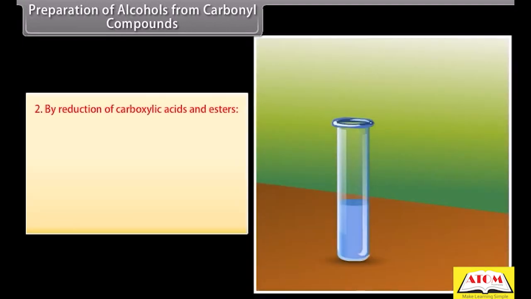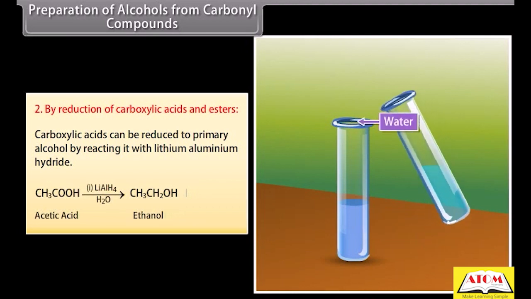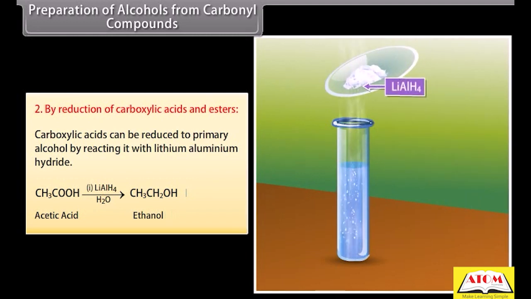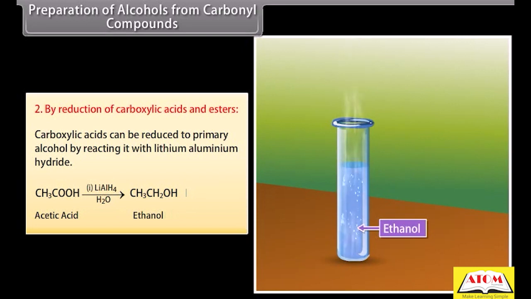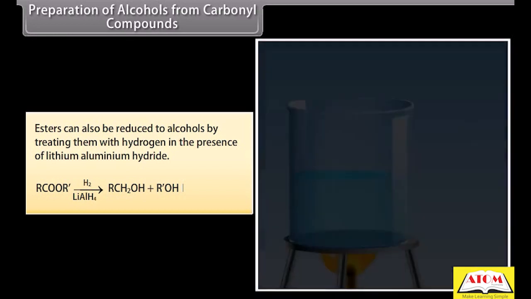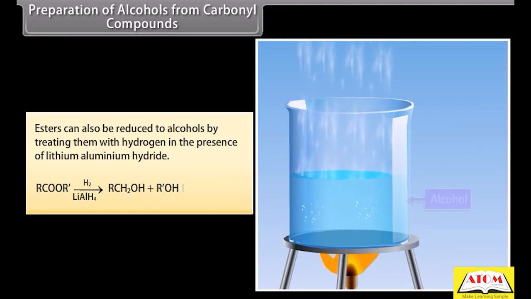From carbonyl compounds, by reduction of carboxylic acids and esters. Carboxylic acids can be reduced to primary alcohol by reacting them with lithium aluminium hydride. For example, acetic acid reduced with lithium aluminium hydride, followed by water, forms ethanol. Esters can also be reduced to alcohols by treating them with hydrogen in the presence of lithium aluminium hydride.